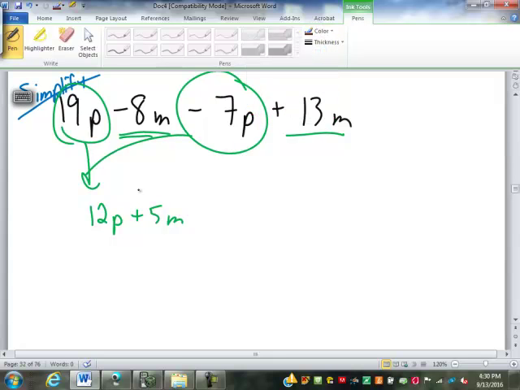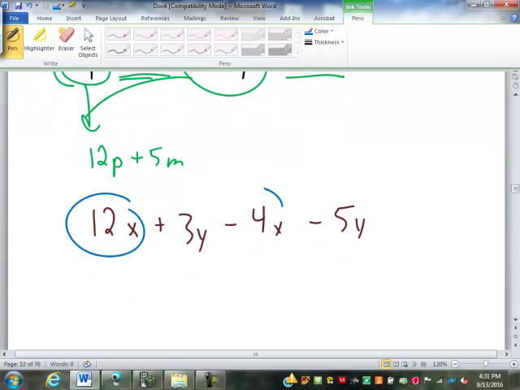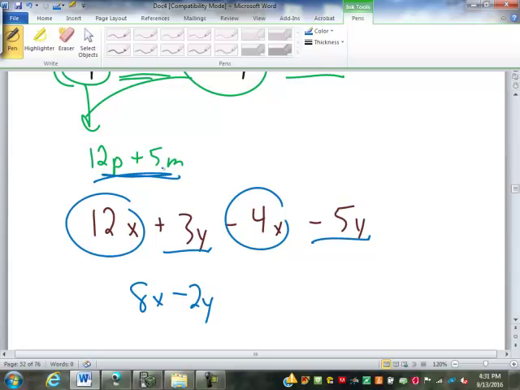It's a positive 5, so I put the plus in. I have to have something that connects them. So since it's positive, it's a plus. You know, if it were something like this, where I had 12x plus 3y minus 4x minus 5y, I have 12 and negative 4 for x, which makes 8x. Then I've got 3y and negative 5y is a negative 2y. The negative automatically serves to link them together. When it's positive, I don't have that, so I have to put in the plus.